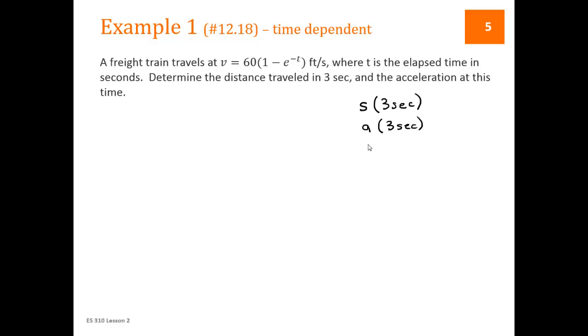And we're going to assume that at t equal to 0, s is equal to 0. They just want to know the distance traveled, so if it started at 5, it's going to be some distance past 5.